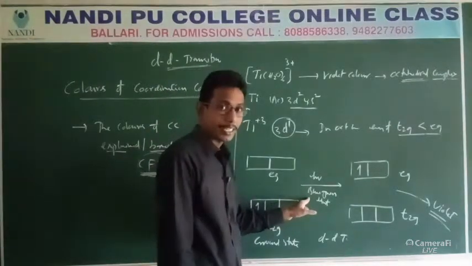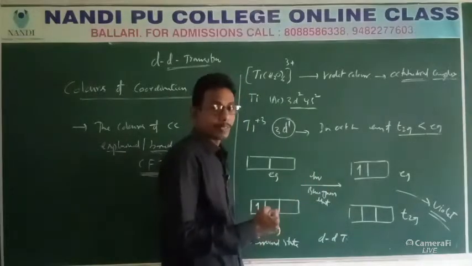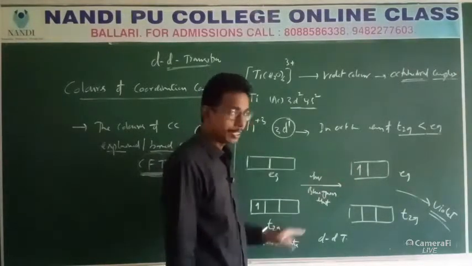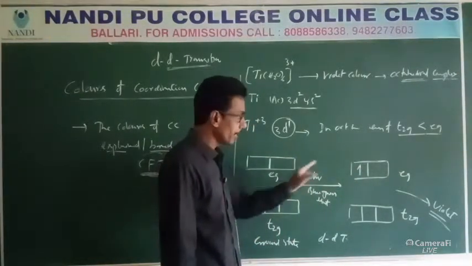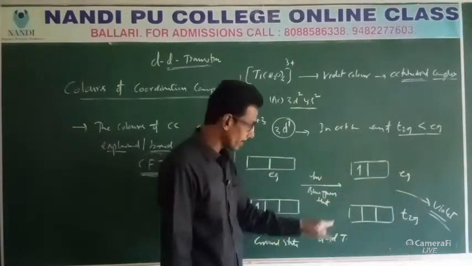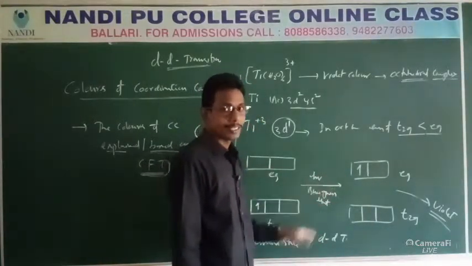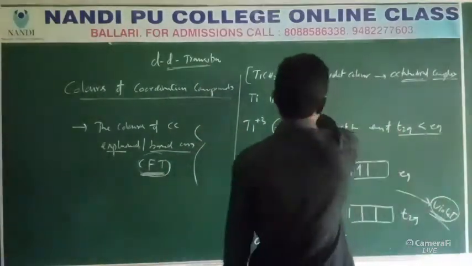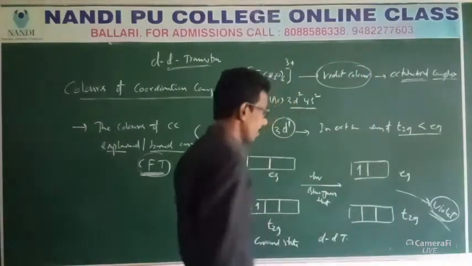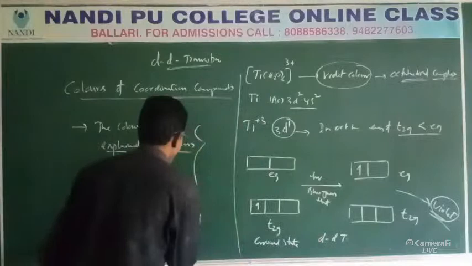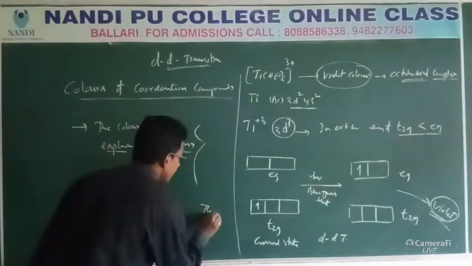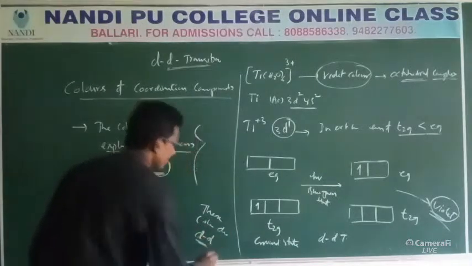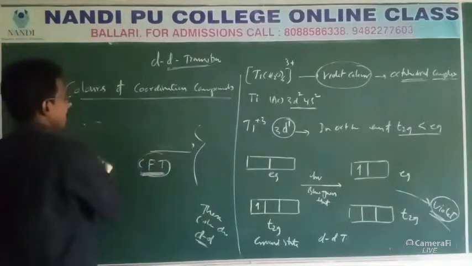In the excited state, excited means it absorbs some light from the visible region and goes to the next level. The next level is what? EG. So this electron shifted from T2G into EG. So this is called DD transition. Due to this DD transition, the emitted color is violet. So finally this complex gives violet color. Therefore, note down, these colors are due to what is known as DD transition.